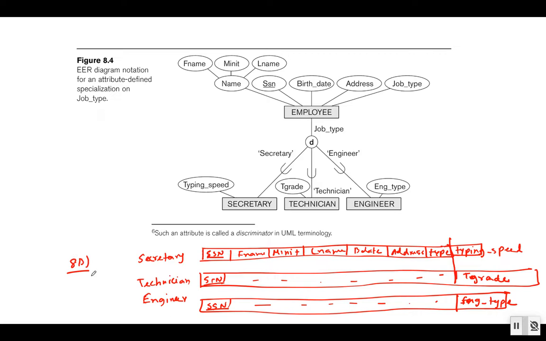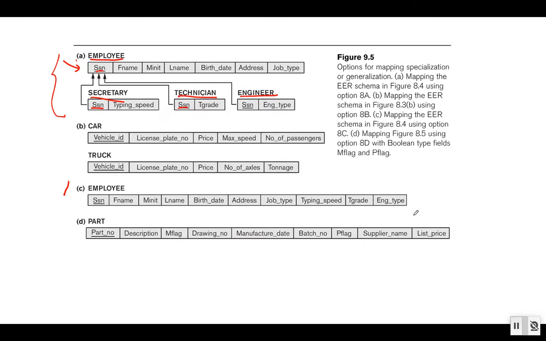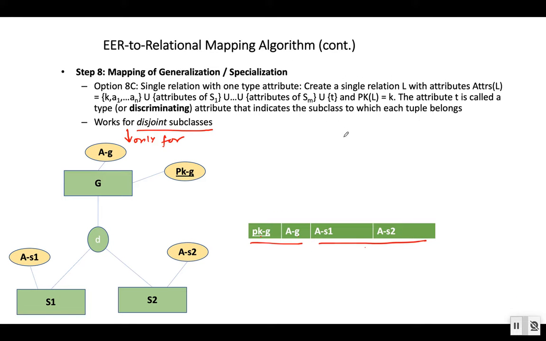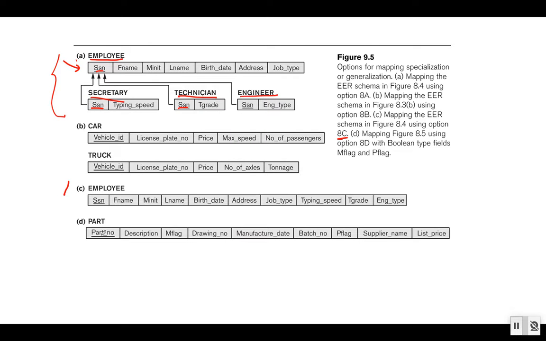So using option 8B we can map it like that, a relation only for the subclasses. Now I can also use option 8C. Option 8C only works if the specialization is disjoint. For the employee I have a disjoint specialization, so I can implement option 8C. The third option means that I can create only a single relation, so I am going to create a single relation.